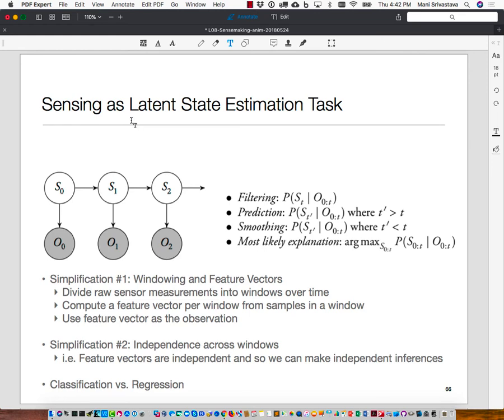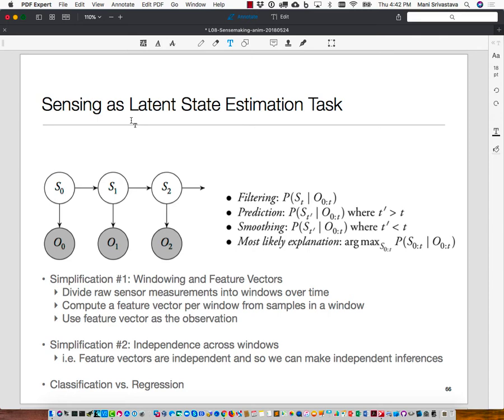Okay, is that independence across windows. What this is saying is that what we are going to observe in window number 1 is independent of what happened in window number 0. Basically, statistical independence. And what that means is that I can make an inference by just looking at the feature vector from this part and not worry about what happened previously or later.